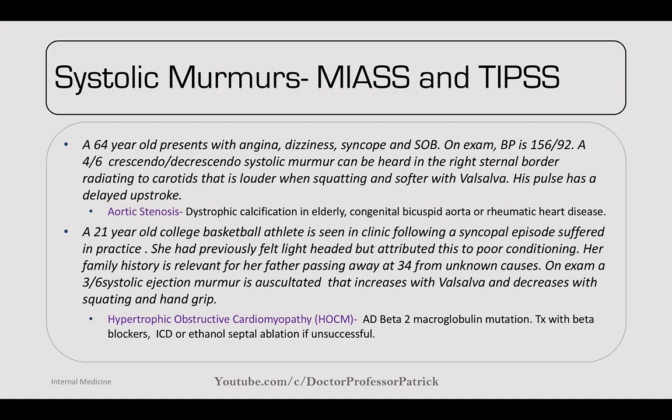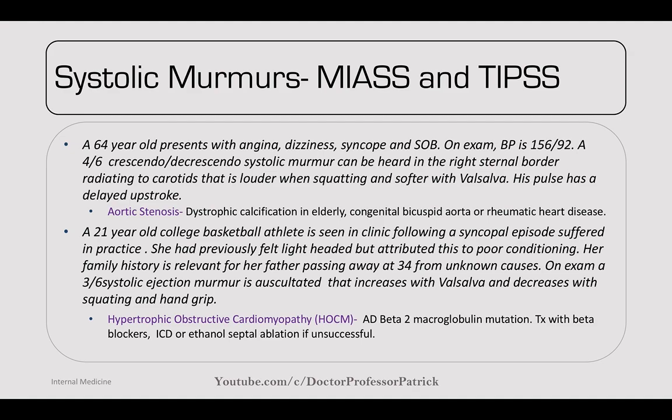So let's go through this exam one more time. So the 4 out of 6 crescendo decrescendo murmur that's heard in the right sternal border. So the right sternal border is the aortic auscultation point, and then it's a systolic murmur. So if you follow your MIAS, that should lead you to aortic stenosis.